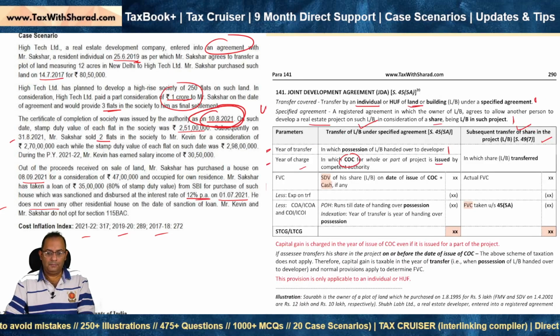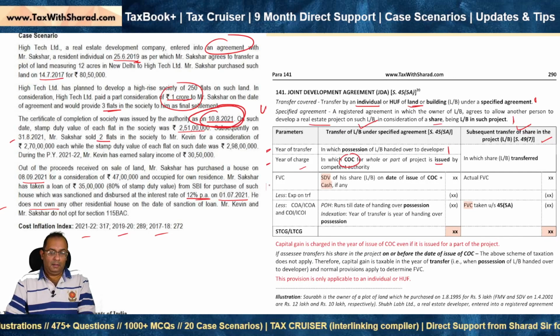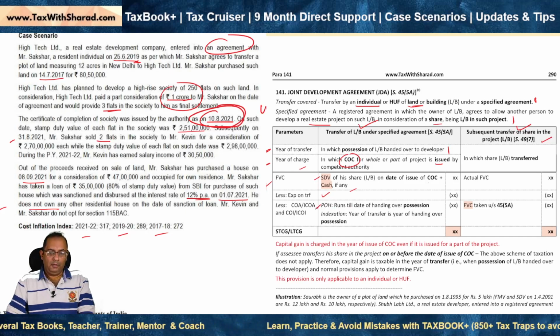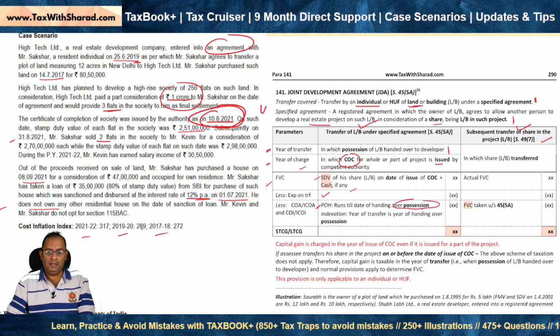So coming back to the provisions, how is capital gain computed? We know that full value of consideration is the stamp duty value of the share, land in our case, on date of issue of COC plus cash if any. Then we reduce the expenditure of transfer if any. And then we reduce the cost of acquisition or the indexed cost of acquisition or cost of improvement or the indexed cost of improvement. And in this case, we need to keep in mind that the period of holding runs till the date of handing over of possession, not till the date of issuance of COC, because handing over of possession is basically the year of transfer.